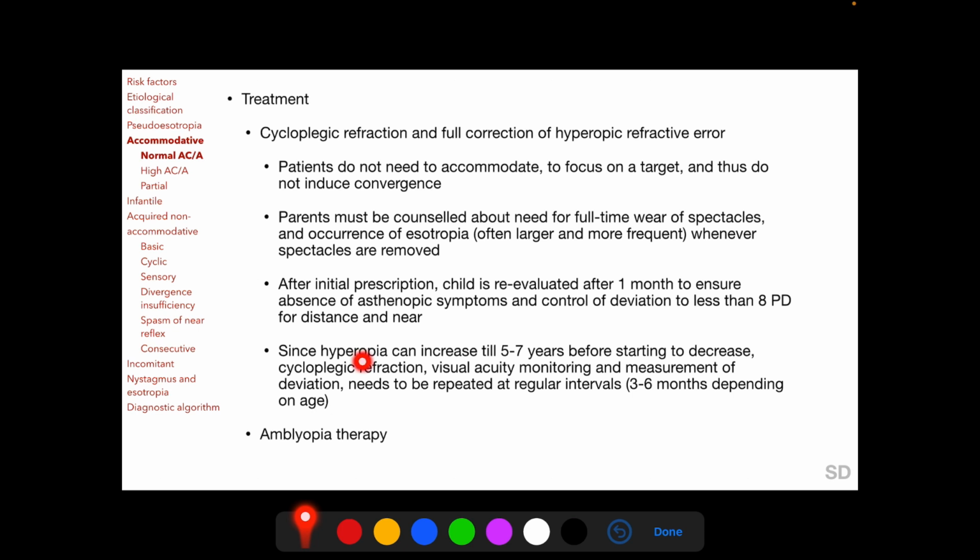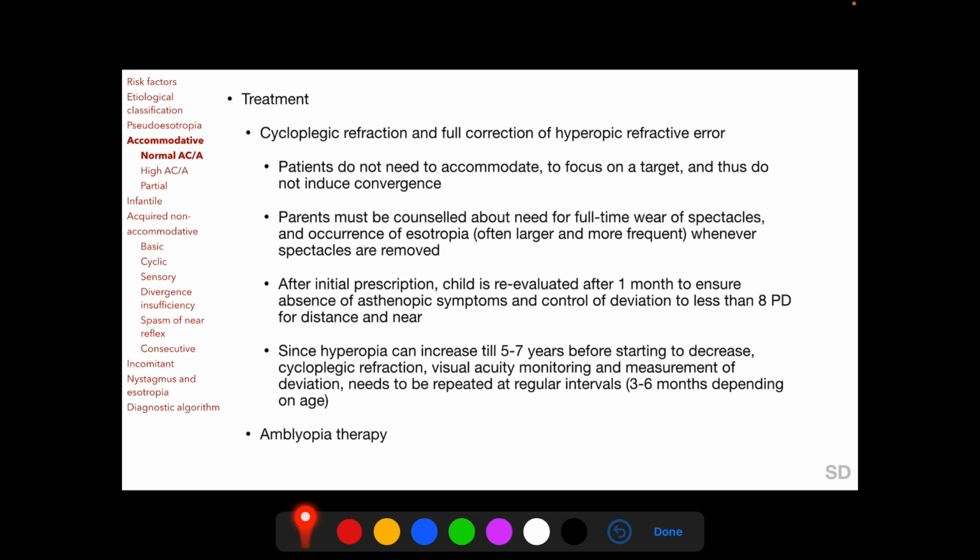Since hyperopic refractive error can increase in a child till 5 to 7 years of age before starting to decrease, cycloplegic refraction, visual acuity monitoring and measurement of the deviation needs to be repeated at regular intervals, usually every 3 to 6 months depending on the age of the patient.